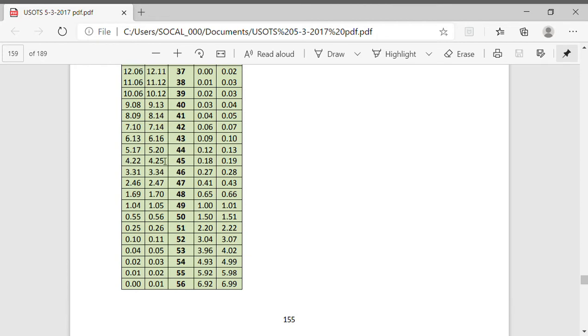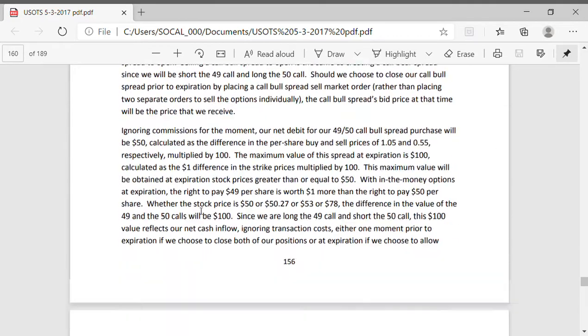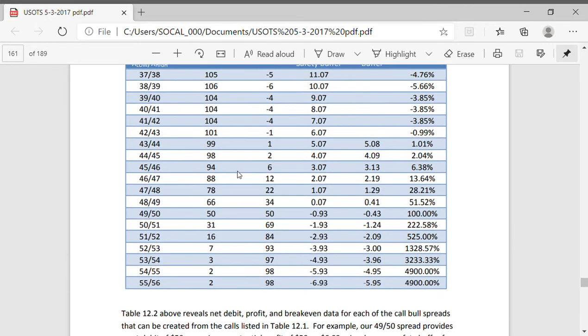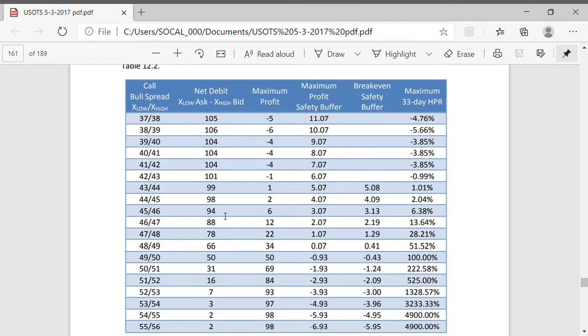Okay, so I do the calculations to gather all those costs, and that data appears in this column right here. So here we have the call bull spreads. Low strike price, X low, X high is high strike price. And then we talk about the net debit. It's the ask for the low strike that we're buying minus the bid for the high strike that we're writing. And here's the 45-46 I just talked about, and you see that difference is $94. So the cost of the 45-46 call bull spread is $94.